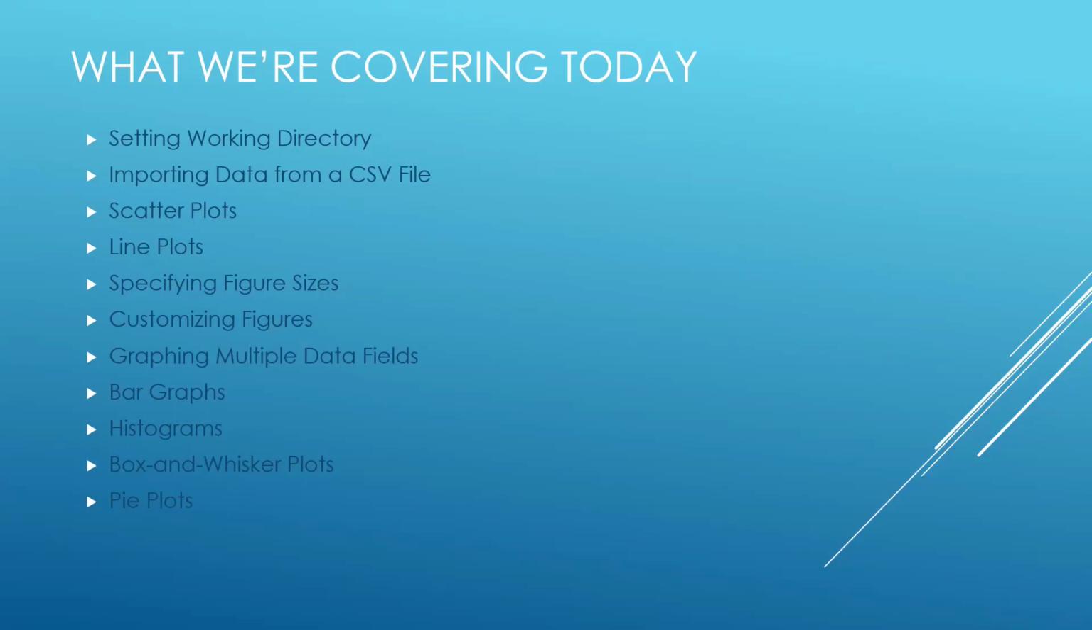And so we're going to work with a couple of data sets that are in CSV files. And we're going to do some things like scatter plots, line plots. I'm going to show you how to specify the size of the figures you generate. Although I didn't list it here, I'm going to show you how to save those to an image file. We're going to talk about customizing figures. So once you want to get a little bit fancier in terms of what your figure looks like, you'll know how to do that. Getting into graphing multiple data fields on a particular figure. I'm going to do a bar graph, a histogram, a box and whisker plot, and then wrap things up with a pie plot.